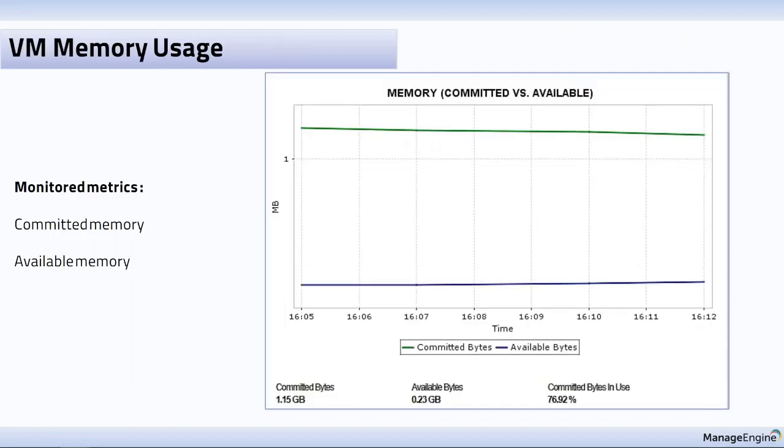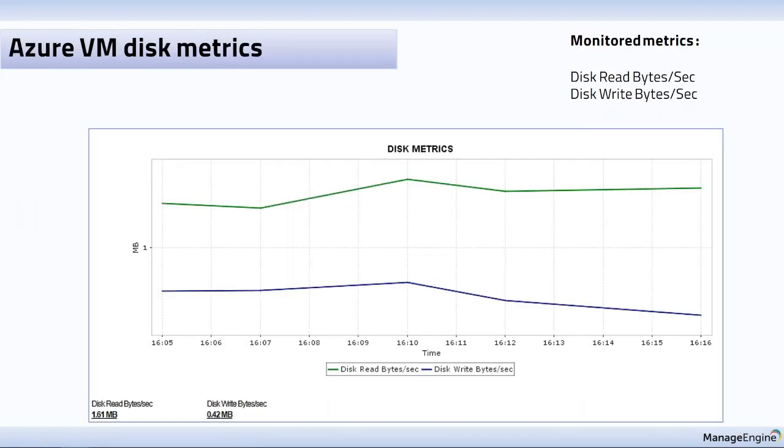Talking about a virtual machine, it is highly essential that the memory utilization is constantly monitored, and memory utilization in an Azure VM includes committed memory as well as the available free memory. Besides this, we will also monitor the disk metrics to help a user identify the number of disk read-write operations that are being performed at any given time interval.